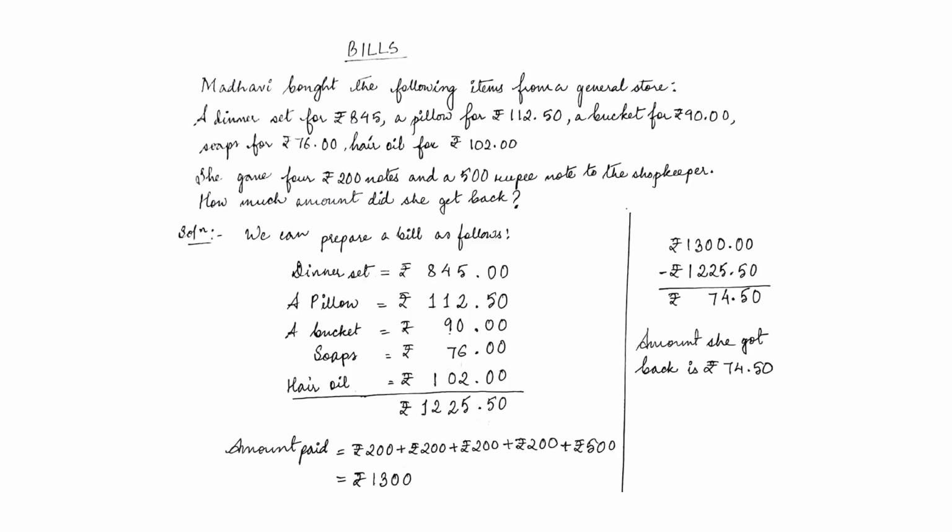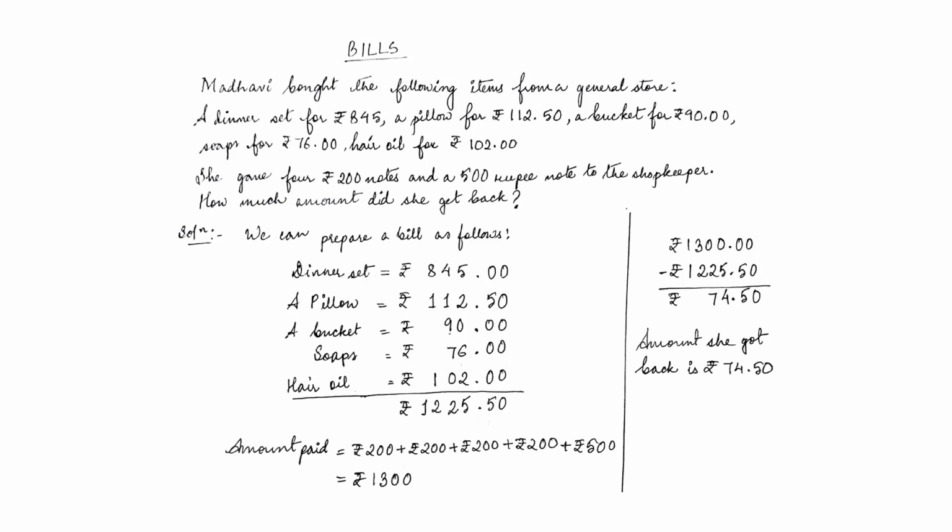Now we will calculate what amount of rupees she paid. It is given in the question that she gave 4 200 notes and a 500 rupee note. So we will add 4 200 rupee notes and 1 500 rupee note. After adding, the answer is rupees 1300.